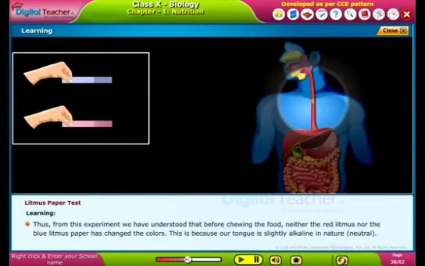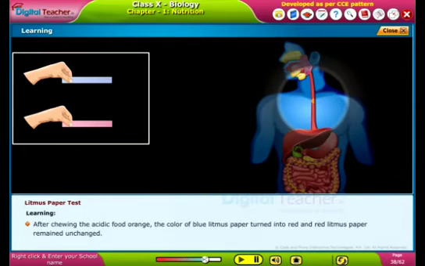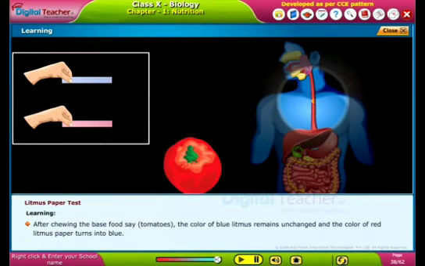Thus, from this experiment, we have understood that before chewing the food, neither the red litmus nor the blue litmus paper has changed the colors. This is because our tongue is slightly alkaline in nature, neutral. After chewing the acidic food orange, the color of blue litmus paper turned into red and red litmus paper remained unchanged. After chewing the base food, say tomatoes, the color of blue litmus remains unchanged and the color of red litmus paper turns into blue.